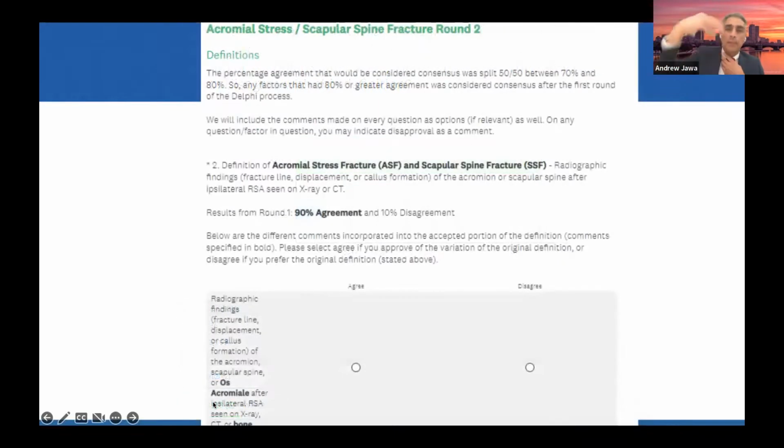So those 2 comments went back to another survey, and we had lots of different surveys with lots of different questions. Because we had agreement, we went back in SurveyMonkey and said, hey, we have agreement, but the comments wanted to include os acromiale and bone scans. Do you agree or disagree? And we got agreement. That was a simple example of how we defined every part of the protocol.